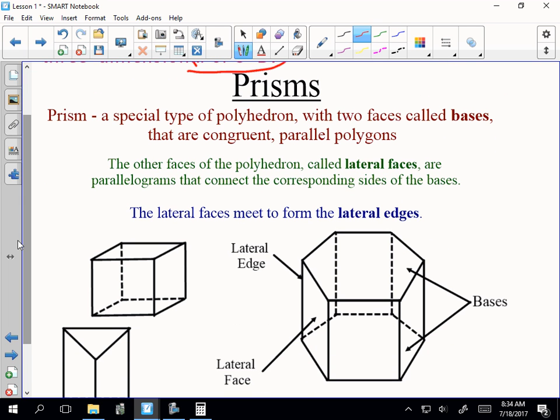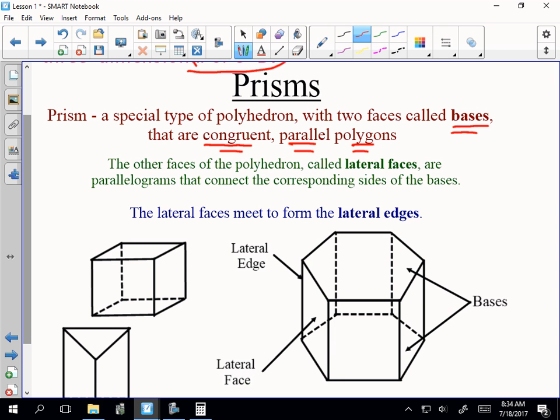A prism is a type of polyhedron. It's not a polygon, because a polygon is two-dimensional. A polyhedron is a three-dimensional shape with two faces called bases. So we always want to identify what the base shape is. They are the two shapes that are directly across from each other. They're parallel to each other when we're looking at our prisms right now. They are congruent parallel polygons.